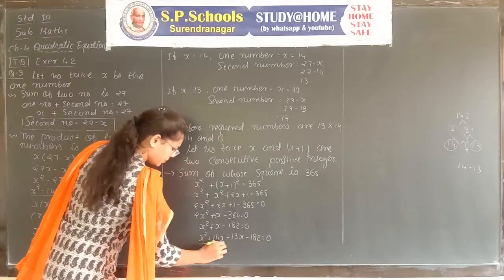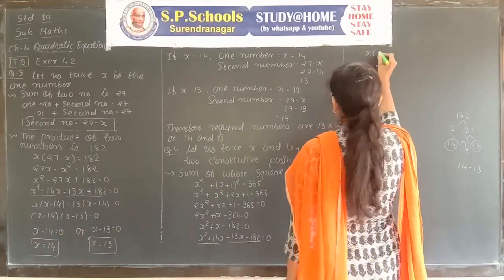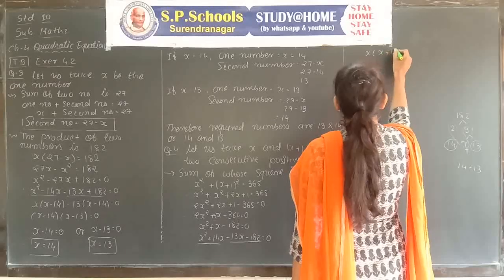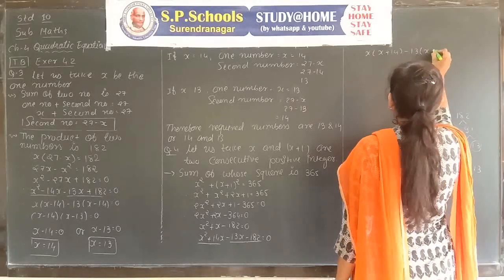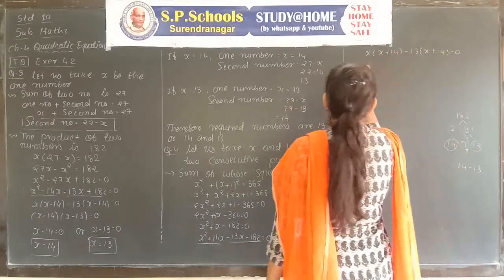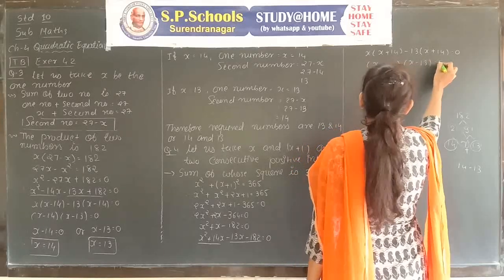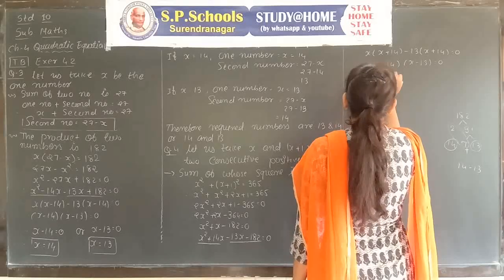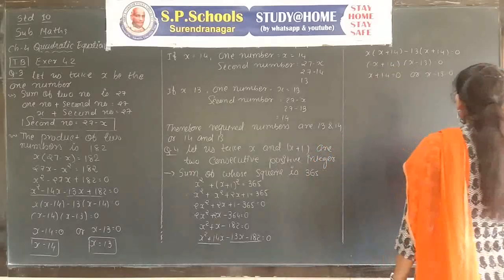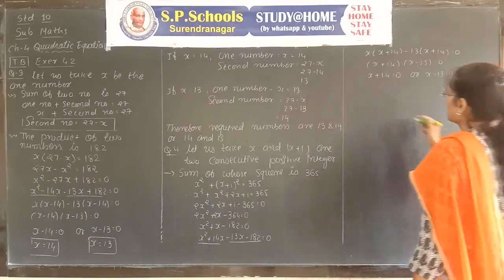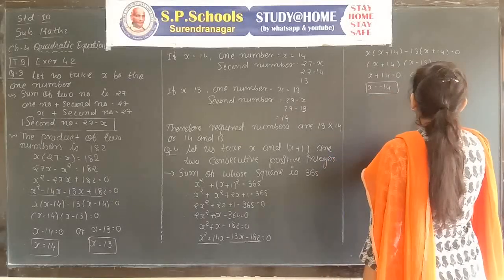Plus and minus, pair of first two and the pair of last two. From the first two terms, take x as common, remaining in bracket x plus 14. Minus 13 is common, remaining in bracket x plus 14 is equals to 0. So x plus 14 in one bracket, x minus 13 in another bracket is equals to 0. x plus 14 is equals to 0 or x minus 13 is equals to 0. Here we get x is minus 14 and here x is equals to 13.